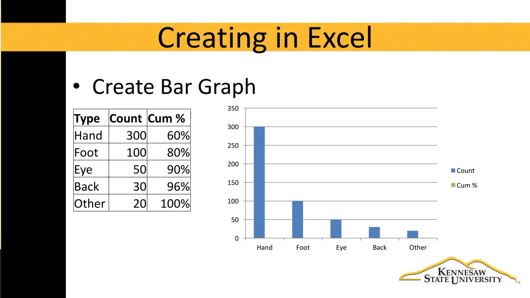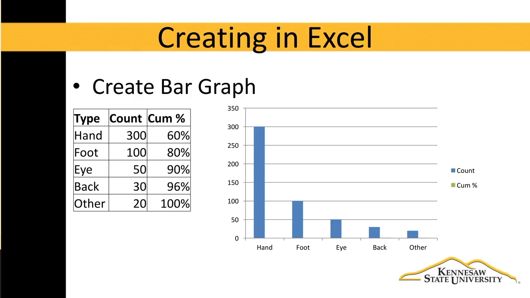You may want to hide the percentage column. Select Type, Count, and Cumulative Percent cells, but do not include the total. Insert a column graph, and it will look like this. All of the bars are in order from tallest to shortest, but it does not yet look like a Pareto chart. First, we'll need to do some formatting.